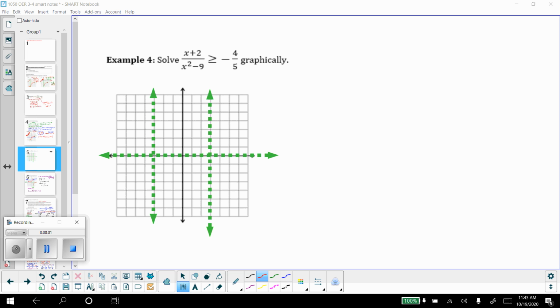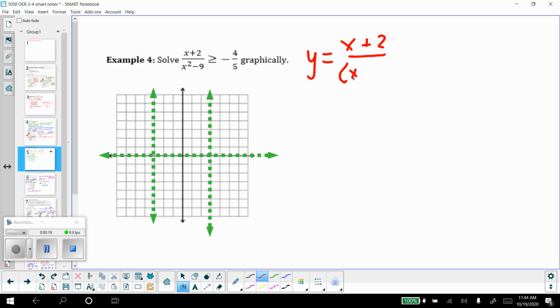Solve (x + 2)/(x² − 9) ≥ −4/5 graphically. Okay, so we're going to break this into two different graphs. So we'll have y equals (x + 2)/(x² − 9).